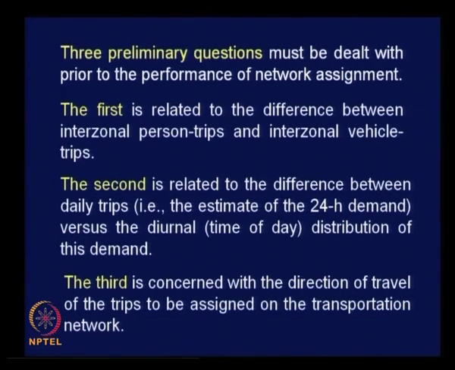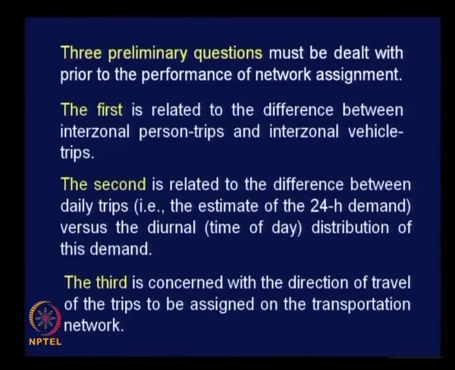The third point to be remembered is concerned with the direction of travel of the trips to be assigned on the transportation network, because at the end of the traffic assignment step you are going to visualize the traffic flow over the entire transportation network. To visualize a flow, you need to know the direction of flow also. What percentage of movements are in one direction, what percentage is in another direction, right. So direction of movement is also very important in this particular step.